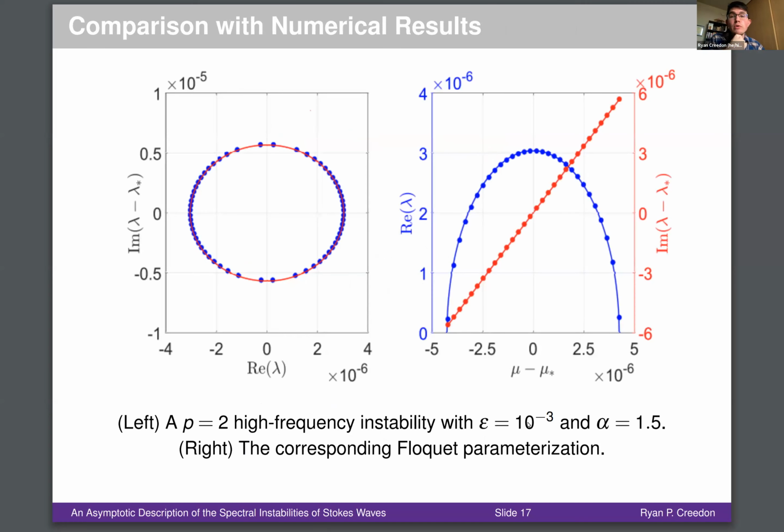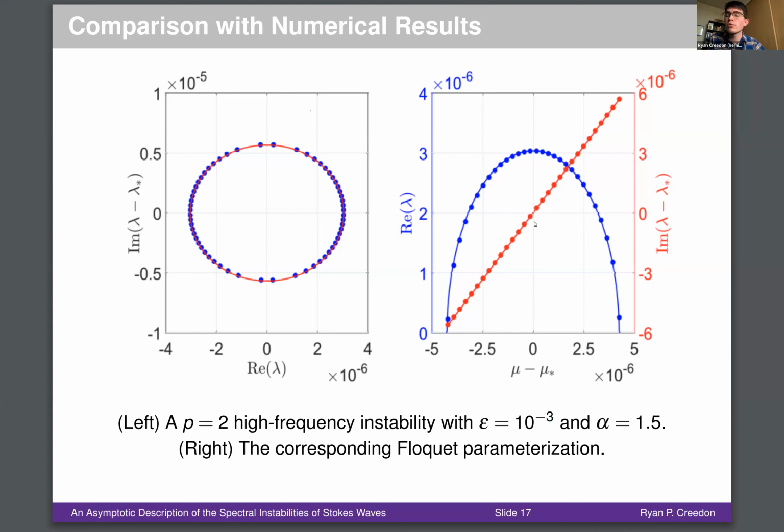So that's what I'm going to show you in the last 10 minutes here, some pretty pictures. What you're looking at in the figure on the left is the first high frequency instability bubble closest to the origin. The solid red curve is the asymptotic prediction. The blue dots are numerical methods using the Floquet-Fourier-Hill method. And here we're talking about a Stokes wave with amplitude 10 to the minus third, and a depth equal to 1.5. And you can see the agreement is excellent.